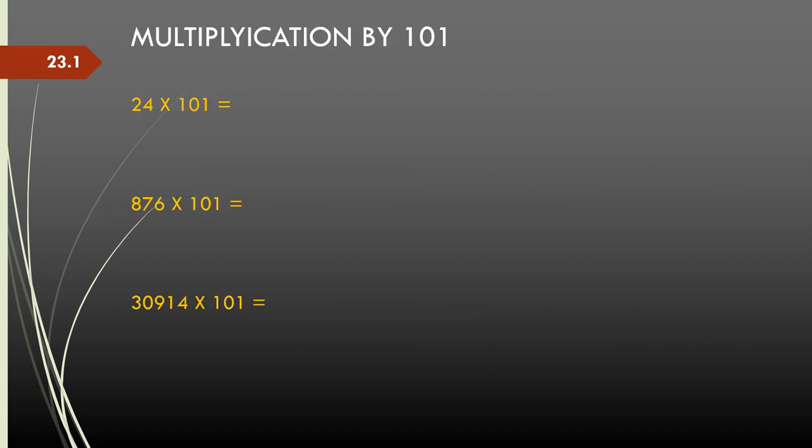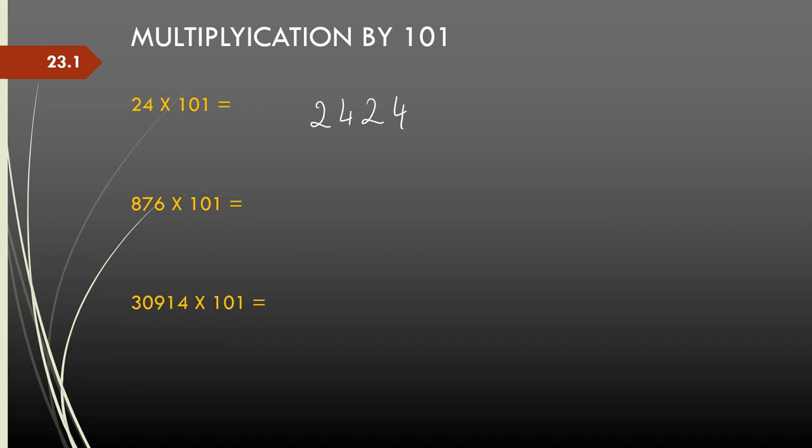So let us look at multiplying by 101 first. It is very similar to the multiplication by 11. For example, if I have 2 digits, it is very simple. I just repeat the 2 digits next to each other when I multiply by 101. So if 24 is being multiplied by 101, 2424 will be the answer. If it is only 2 digits, you just repeat the digits.